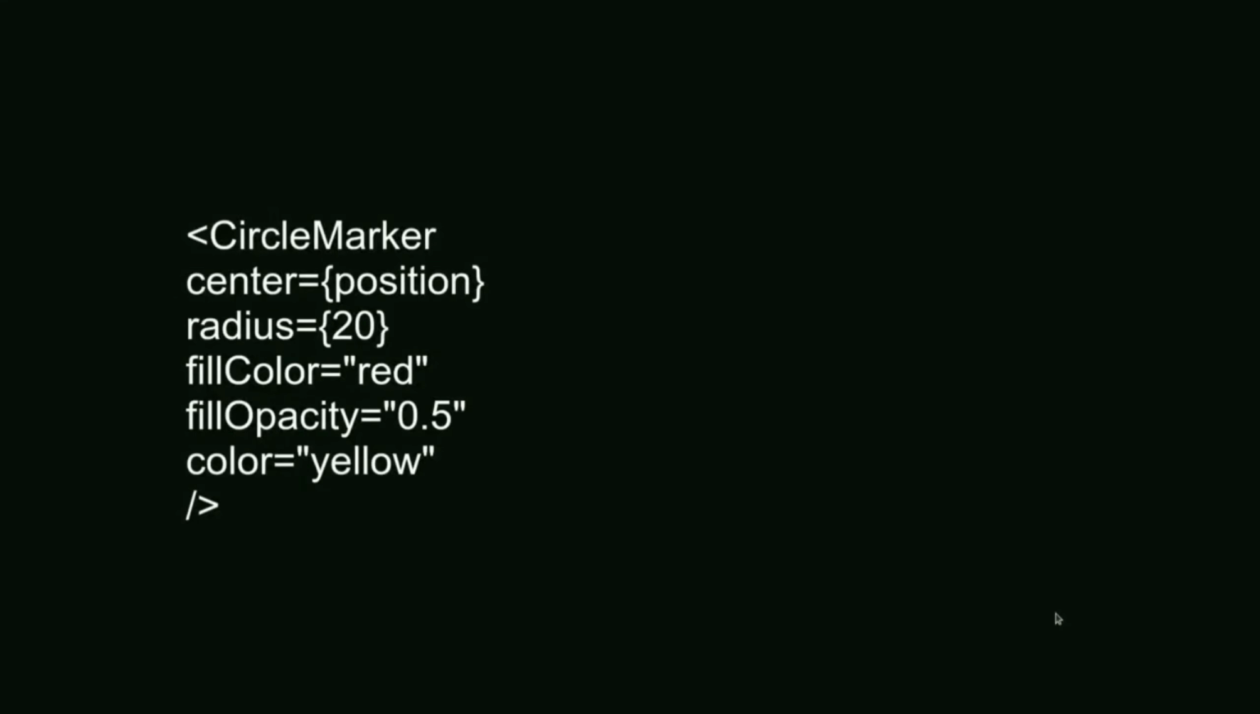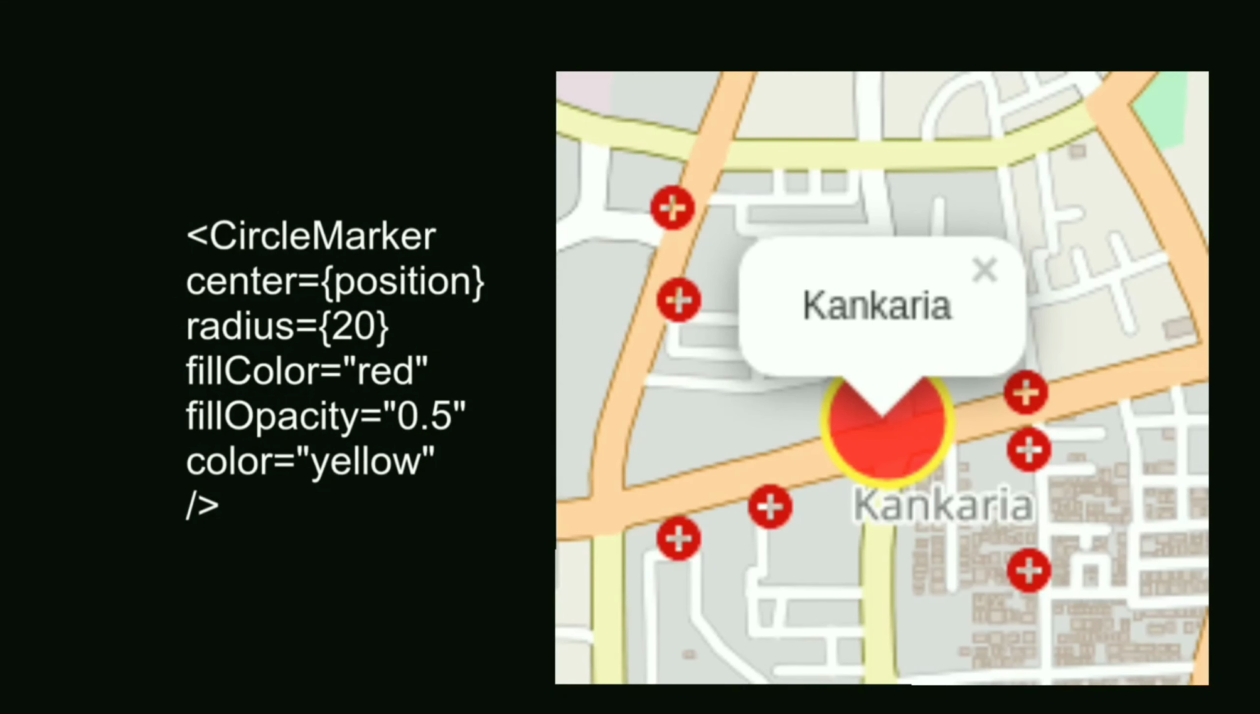Circle marker is used to put the circle in the map. It takes the center attribute which contains the value as the lat long for the circle. Now radius is the radius for that circle. Fill color will be used to provide the fill color of the circle. Fill opacity, then color is used to provide the border for that circle.